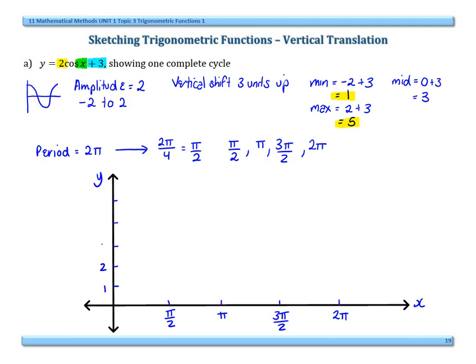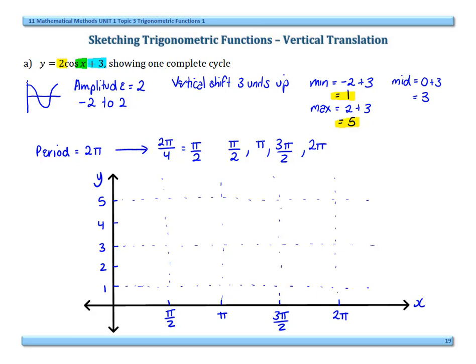So 1, 2, 3, 4, 5. You could use a ruler to draw dotted lines across to help you do that. And your mid is 3, just to help you with drawing. Again, if it helps you, you could draw those going down as well. Okay, use a ruler like what I have done, just to make my life easier.